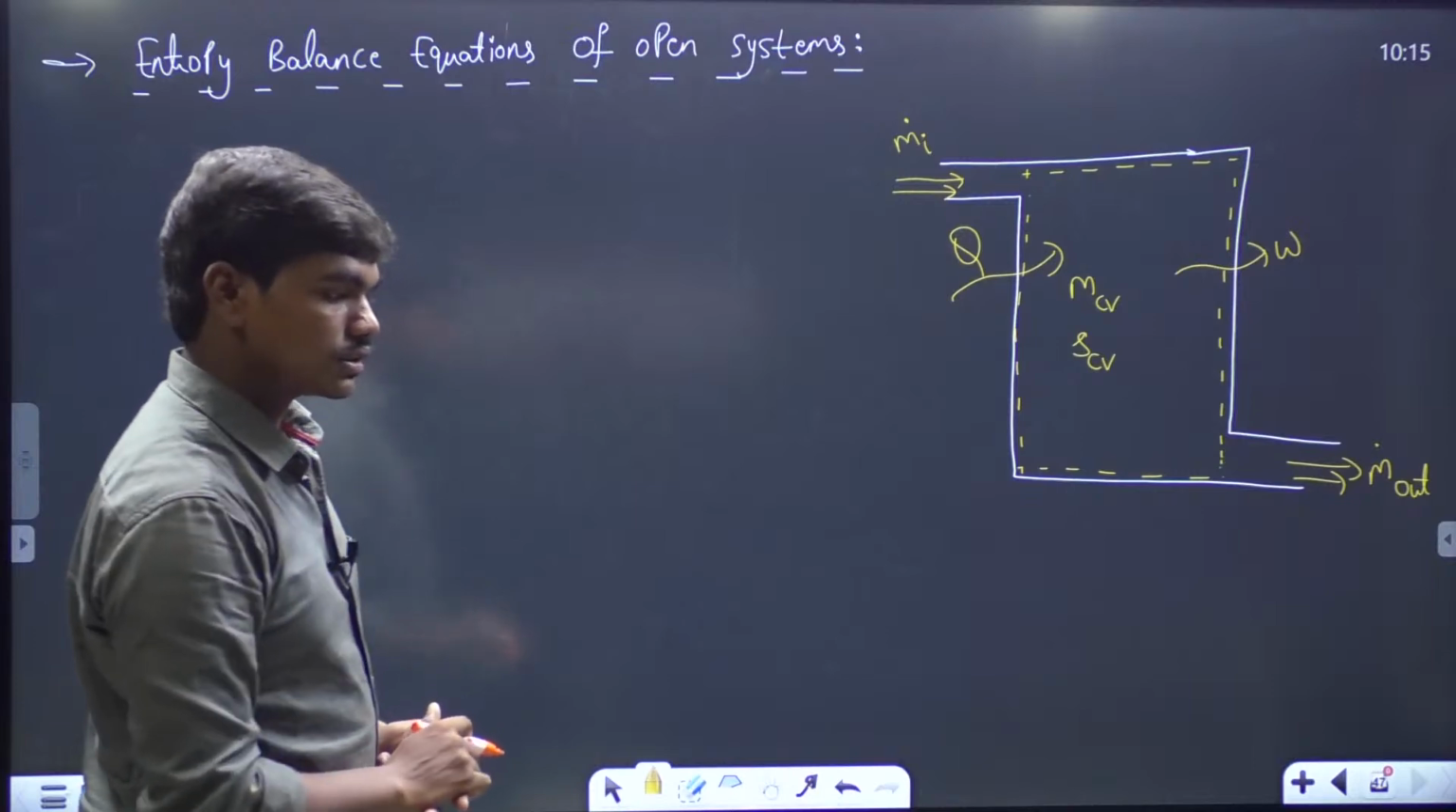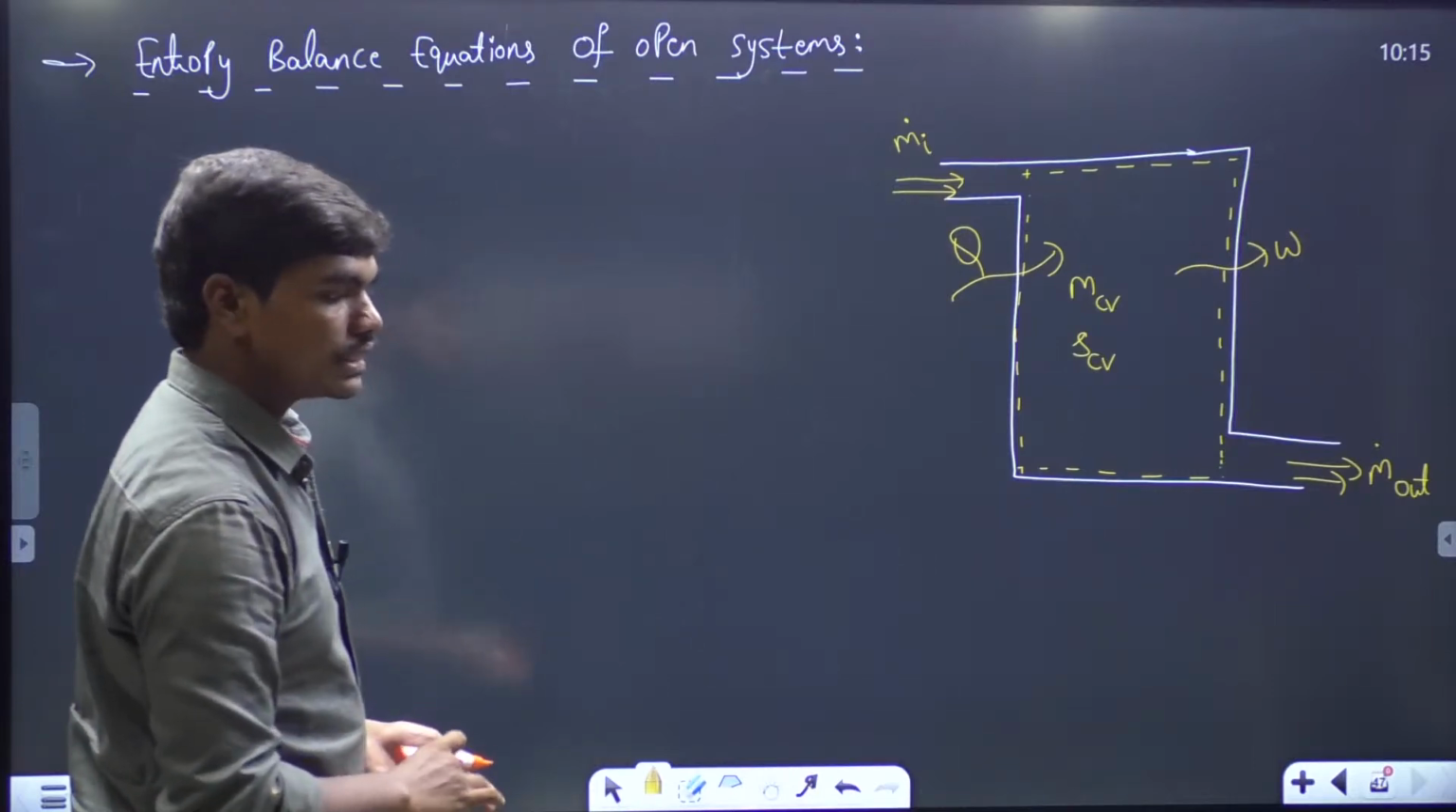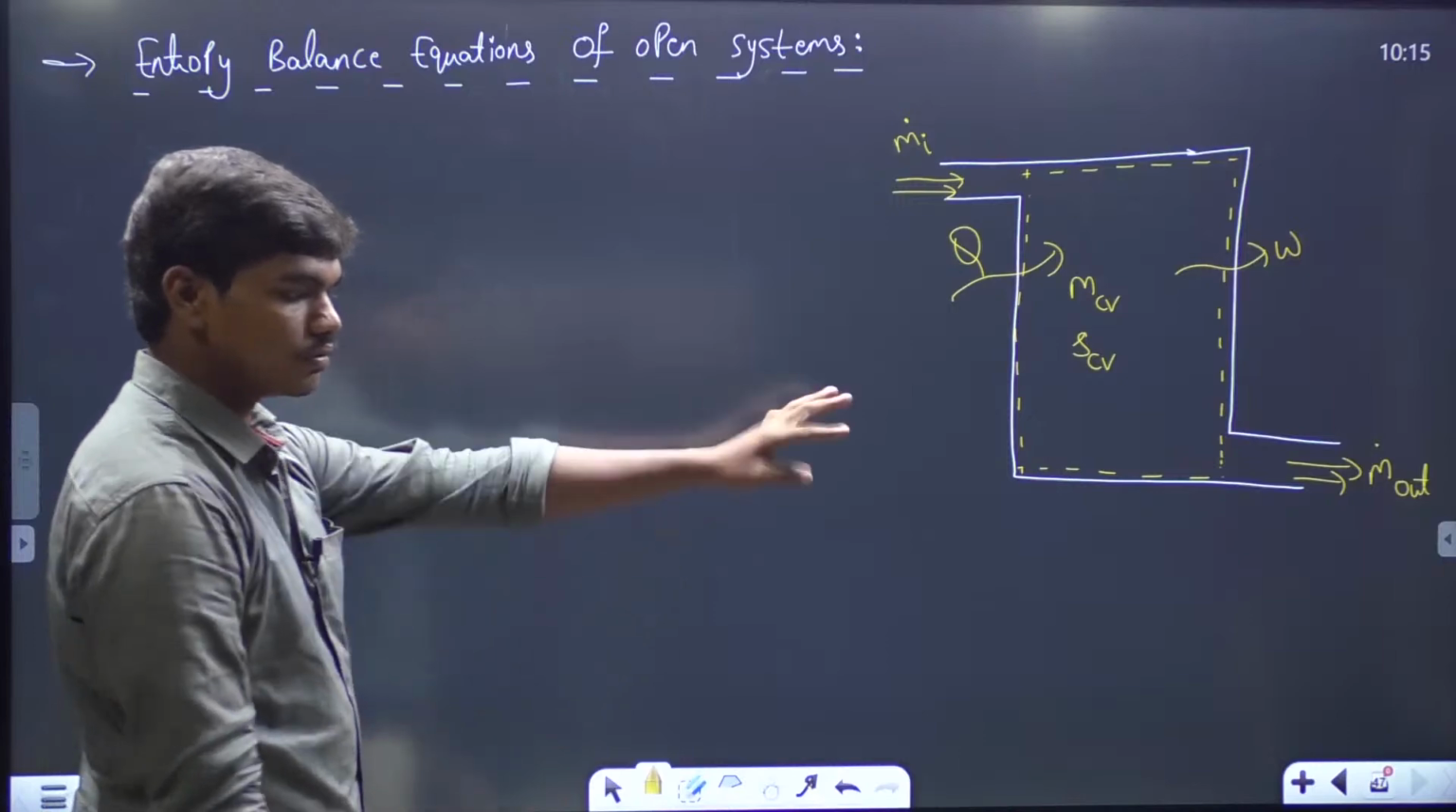If possible, please say the importance of mean temperature of heat addition in a Rankine cycle. I will tell you.